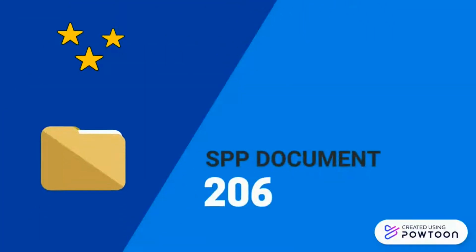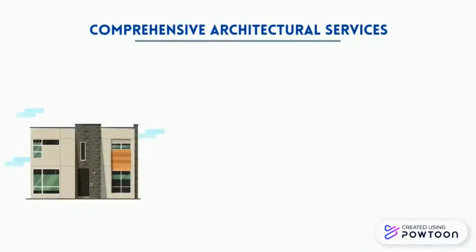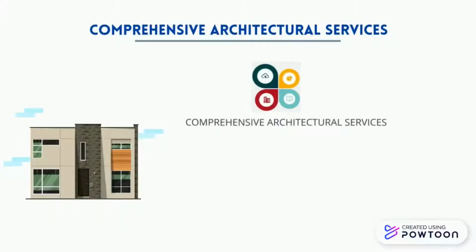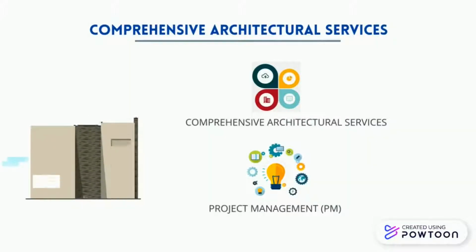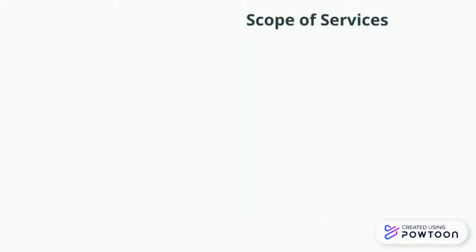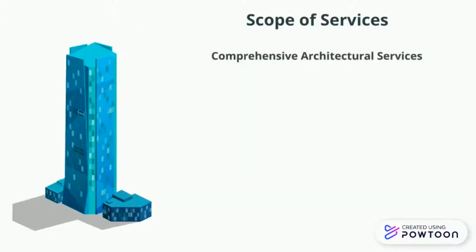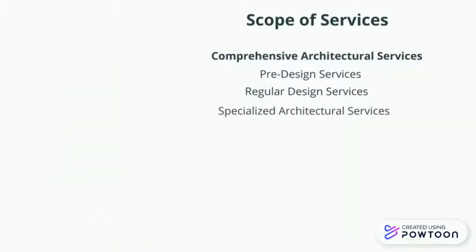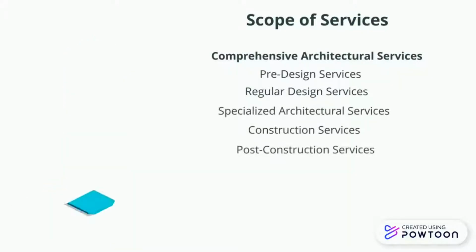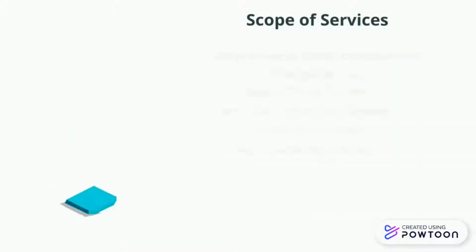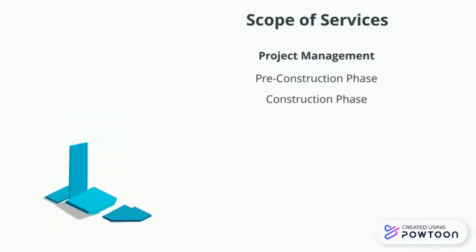SPP document 206, which is the comprehensive architectural services. Composed of two different parts, which are the comprehensive architectural services itself, and the project management or PM. Scope of services. The comprehensive architectural services section includes the following: pre-design services, regular design services, specialized architectural services, construction services, and post-construction services. On the other hand, the project management section includes pre-construction and construction phases.